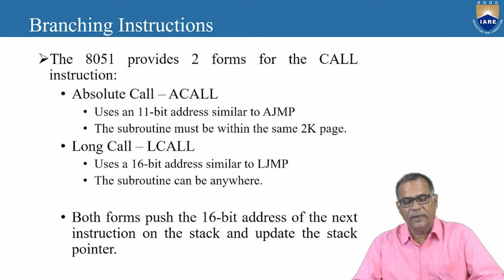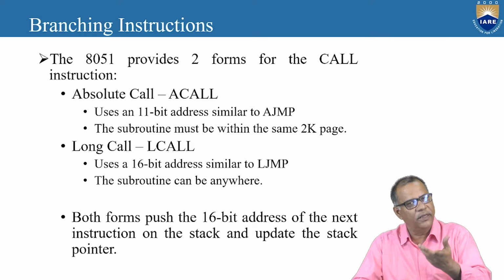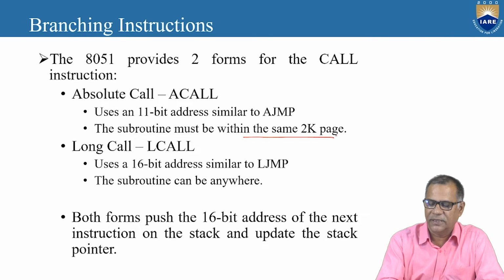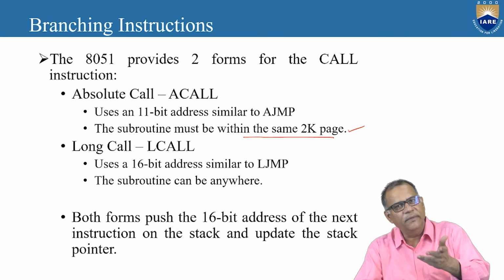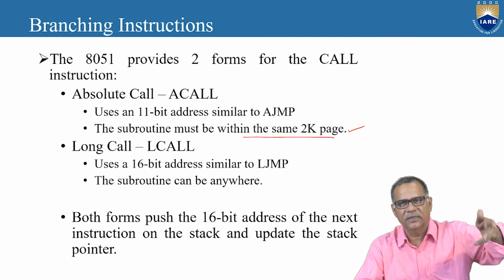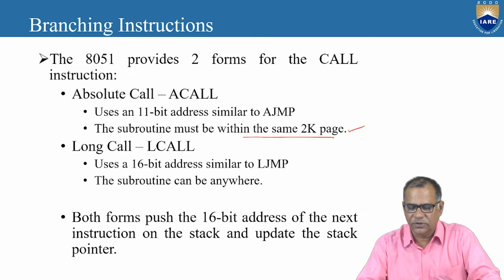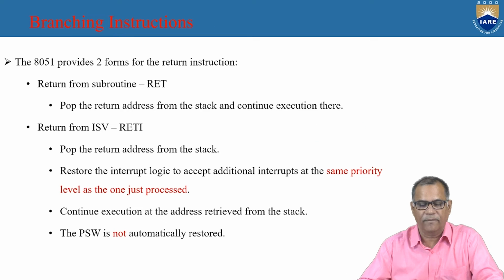The 8051 provides 2 different forms of the call instruction: absolute call and long call. In absolute call, like AJMP, here also we use 11 bits, so the subroutine must be within the same 2 kilobyte page. And in long call, we use a 16-bit address similar to LJMP, and the subroutine can be anywhere in the 64 kilobytes of memory space. Both forms push the 16-bit address of the next instruction onto the stack and update the stack pointer.